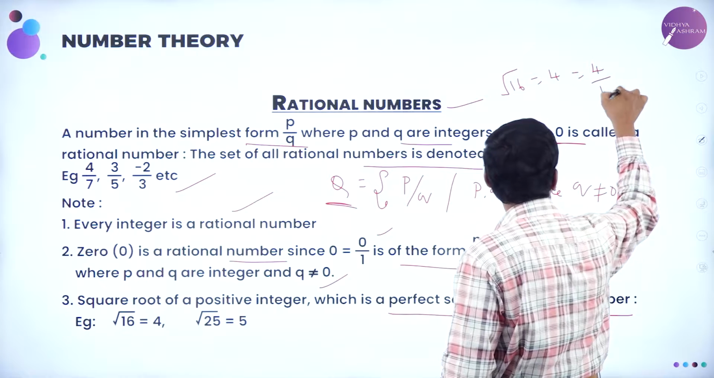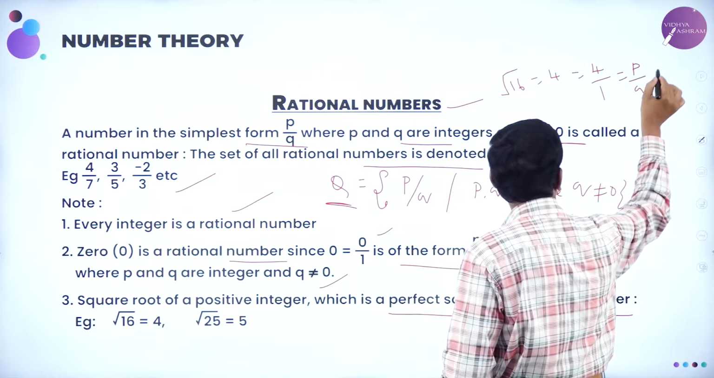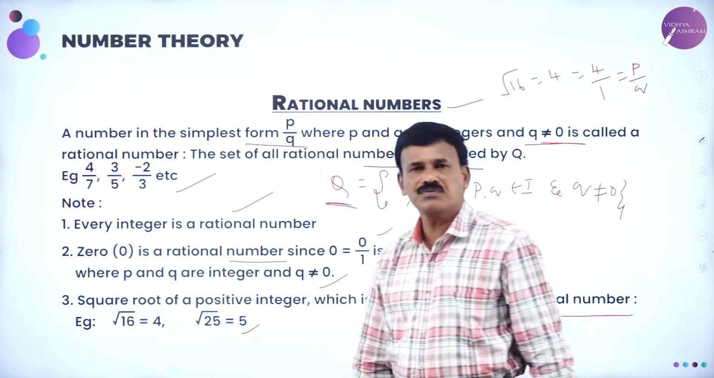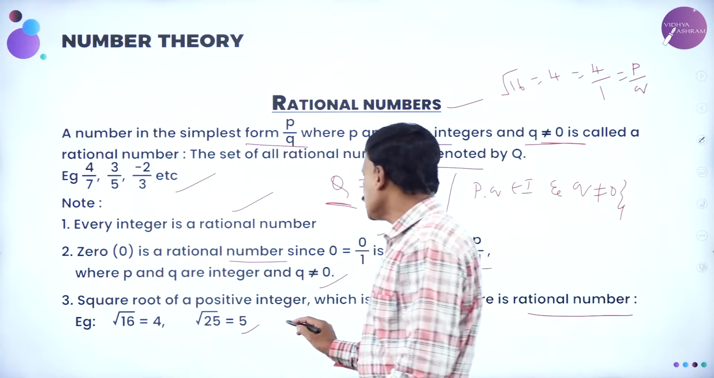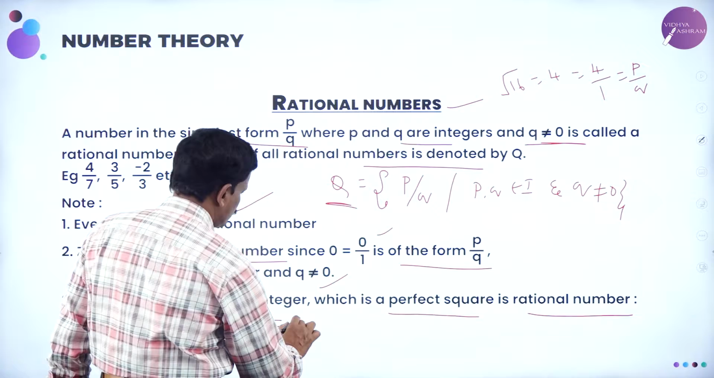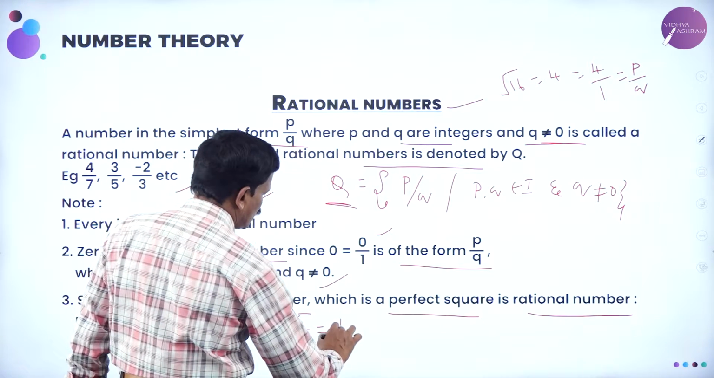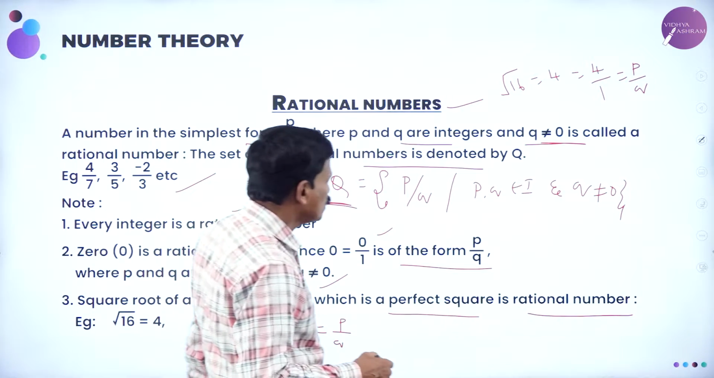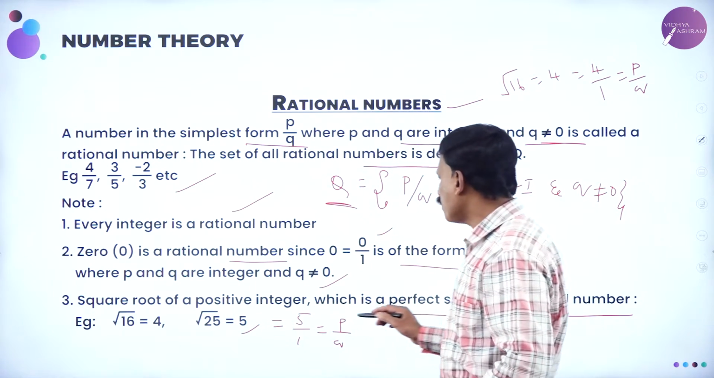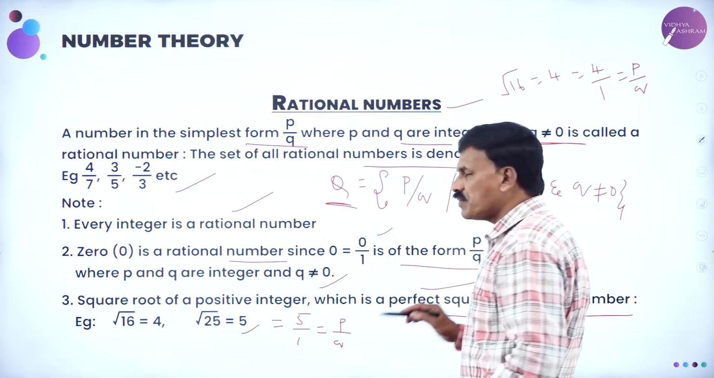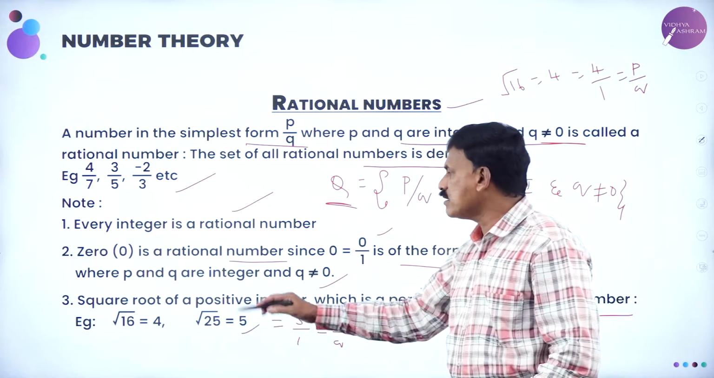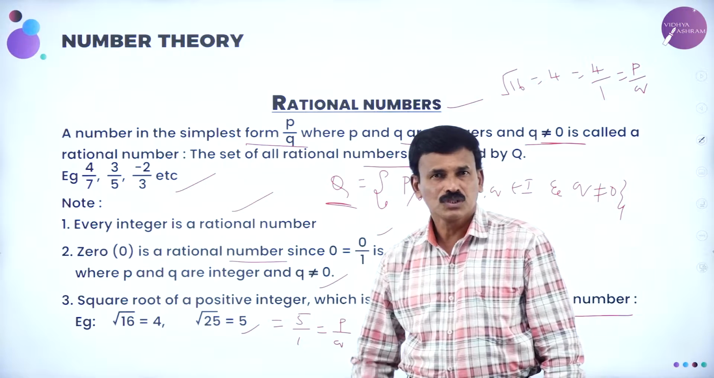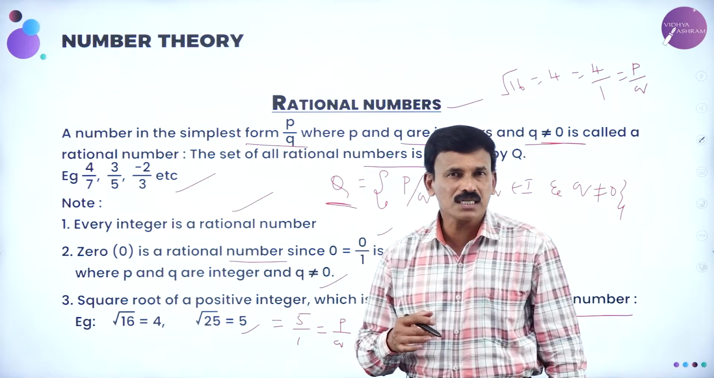This 4 can also be written as 4 by 1, that is of the form p by q. Similarly, square root of 25 is equal to 5. This can also be written as 5 by 1. Again, this is of the form p by q. So therefore, the square root of a positive integer which is a perfect square is also an example of a rational number. Now you have an idea what a rational number is.